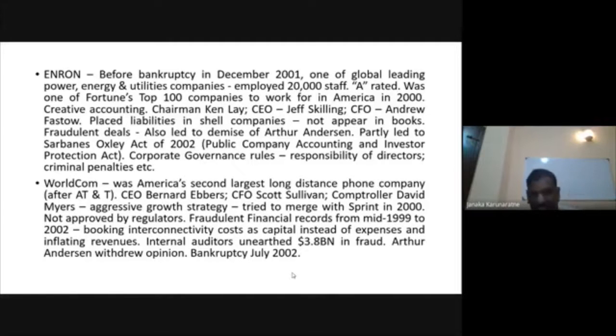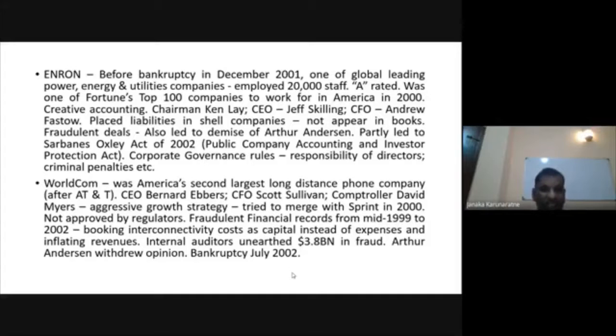Remember, there are different costs like recurrent cost and capital cost. They did not identify recurrent costs as such, but identified them as capital costs and deferred the cost. As a result, they showed inflated revenues, and finally the internal auditors uncovered 3.8 billion worth of fraud, and sometimes even the external auditors were responsible.